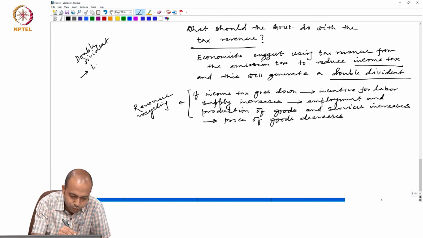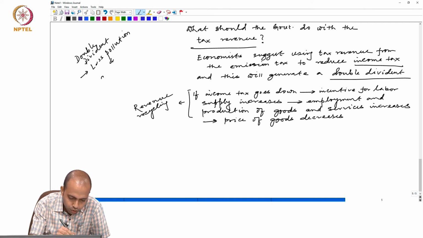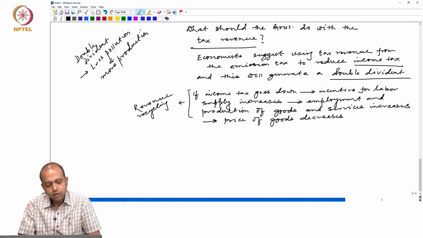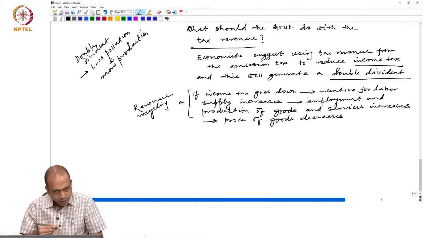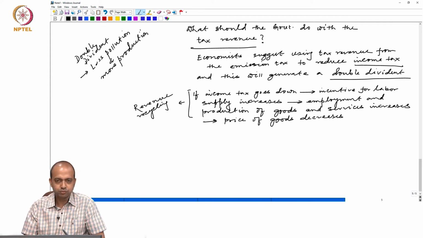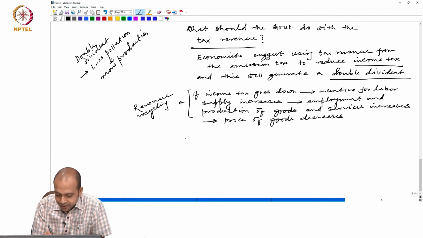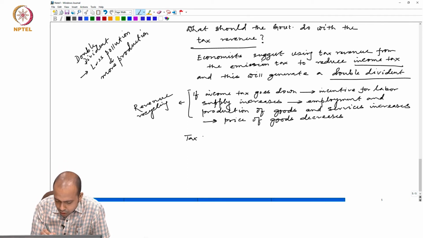implies less pollution and more production. But another group of economists say that this emission tax has another effect also, which is called tax interaction effect.